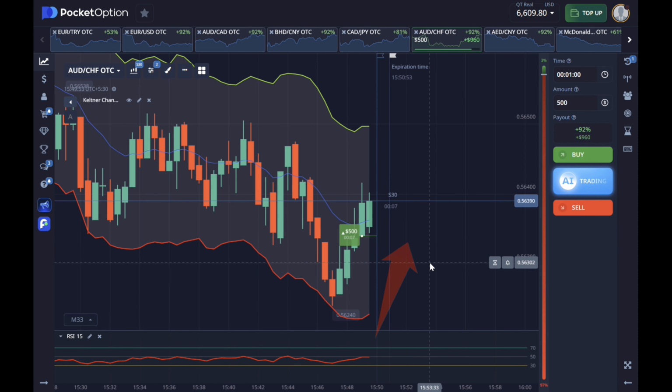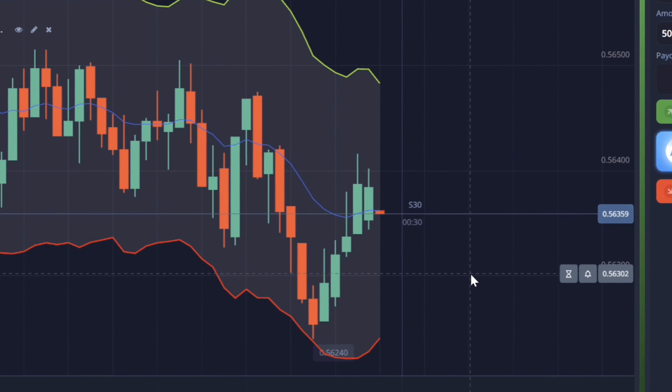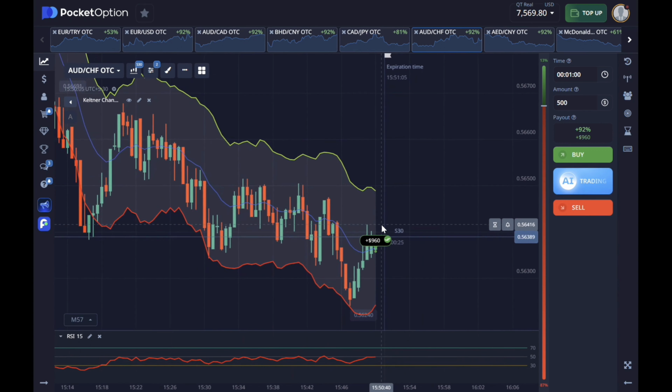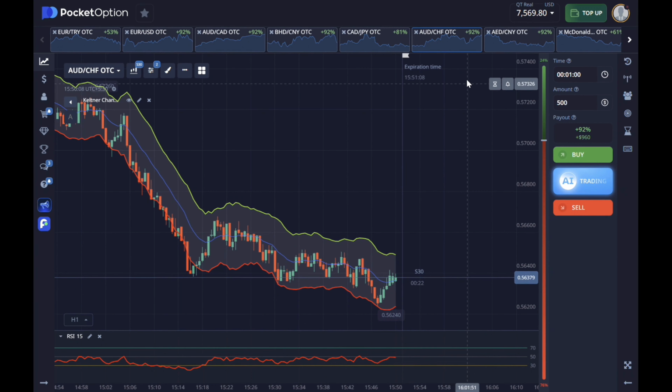Alright, to put it simply, this was a short-term pullback in which the chances of the price going up were high. That's why this buy entry was perfect, and our trade has been closed here, and we have booked a profit of $960. Alright, so let's move ahead and see what's next.